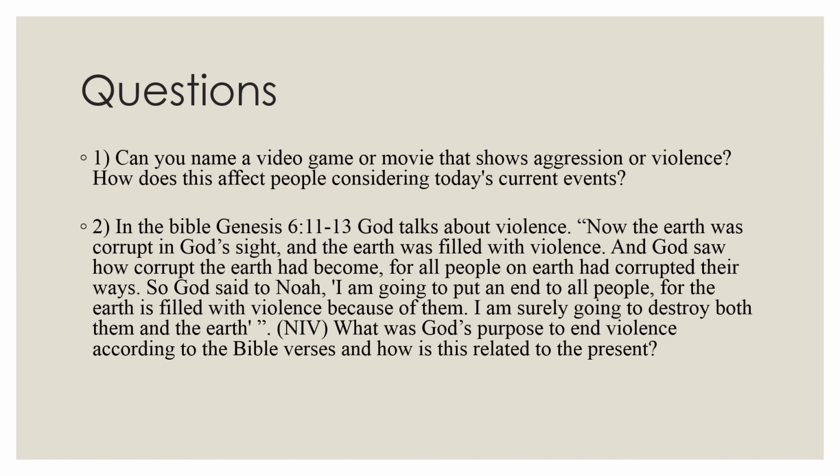Question 2. In the Bible, Genesis chapter 6, verses 11 to 13, God talks about violence. Now the earth was corrupted in God's sight, and the earth was filled with violence. And God saw how corrupted the earth had become, for all people on earth had corrupted their ways. So God said to Noah, I'm going to put an end to all people, for the earth is filled with violence because of them. I'm surely going to destroy both them and the earth. What was God's purpose in ending violence, according to the Bible verse, and how is this related to the presentation?